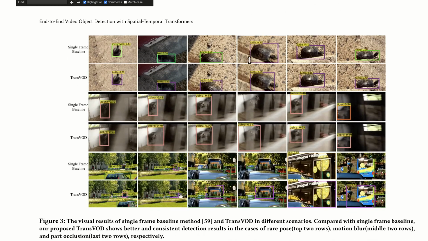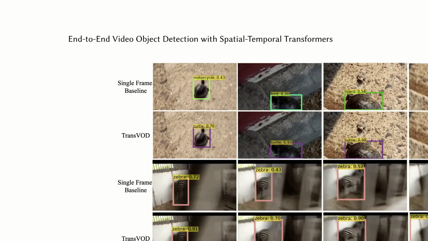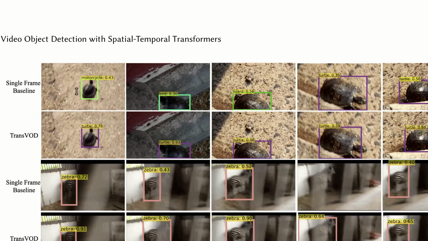Okay, so they compare here single frame detector versus the video detector. As we can see here in the first two rows, which can be compared, we always compare the top with the lower one, that this strange angle of the camera causes problems for a single detector, which detects it as a motorcycle, but the video object detector can detect it as a turtle.